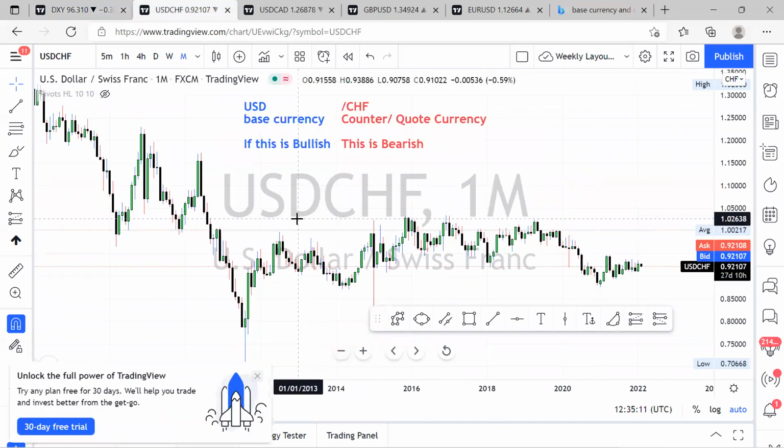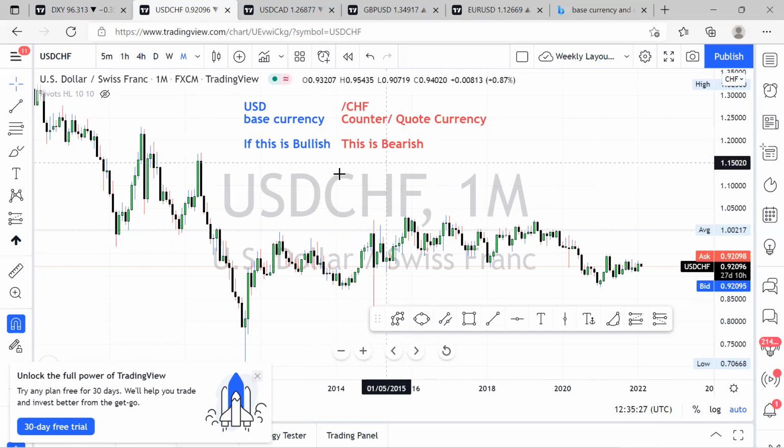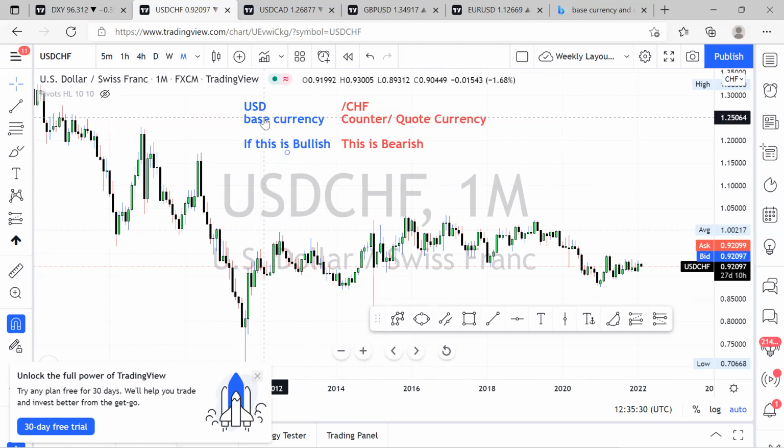So this is the USD Swiss franc. The first currency in a pair is always known as the base currency. And the second currency of the two that's being compared to is known as the counter currency or the quote currency. If the base currency is doing well, as in is bullish, the other one will be bearish. And if the base is bearish, the other one would be bullish. It's either buying or selling. It's either one or the other, okay?